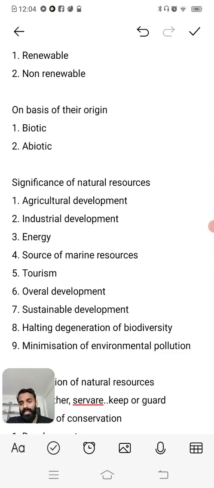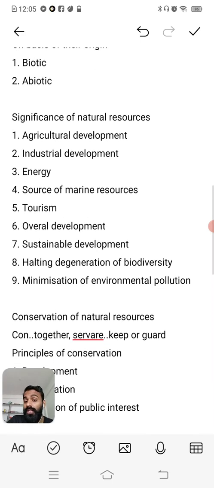There are 9 points of significance. First of all, agricultural development. To develop agriculture, we require natural resources like land, grains, fertilizers, etc., which are important natural raw materials for agricultural development. Next, industrial development. All the industries depend on natural resources for their raw materials, like coal and iron. So, industrial development can happen only because of natural resources.